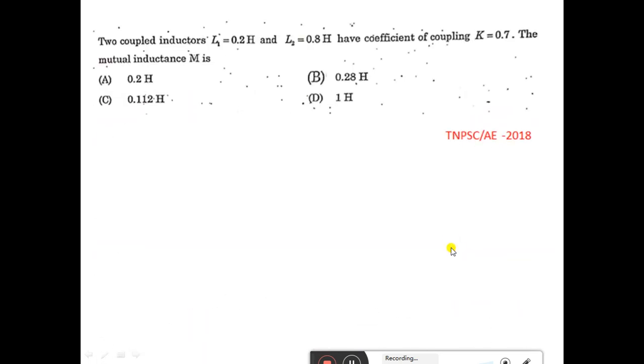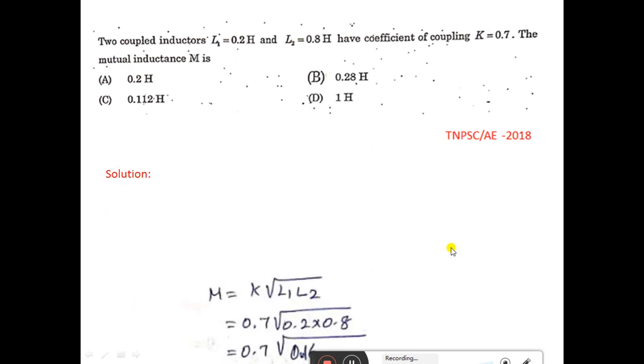Next question asked in TNPSC Assistant Engineer 2018. The two coupled inductors L1 equal to 0.2 Henry and L2 equal to 0.8 Henry have a coefficient of coupling K equal to 0.7. The mutual inductance M is: option A 0.2 Henry, option B 0.28 Henry, option C 0.112 Henry, option D 1 Henry.